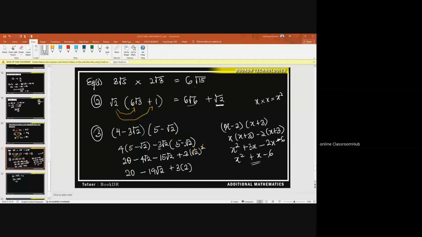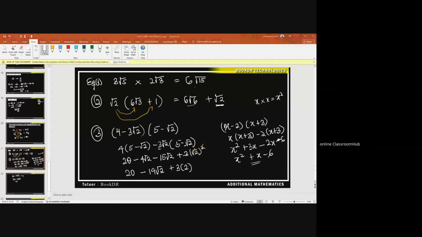So what is left is that we open the bracket in each case. 4 will first multiply 5, and this is the result. And 4 will multiply minus root 2. It's like maybe 4 multiplying a variable. If 4 is multiplying maybe x, you get 4x. So 4 multiplying root 2, you get 4 root 2. And in fact, it's negative, so it will be negative 4 root 2.